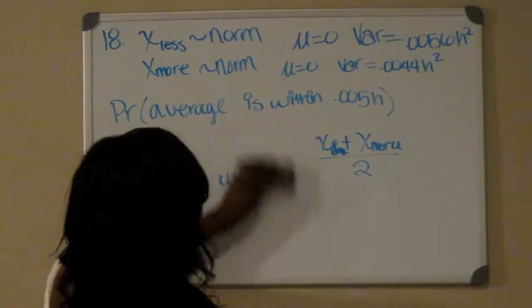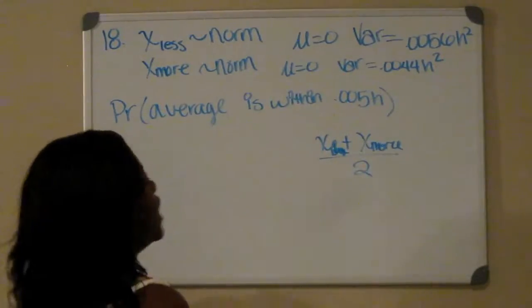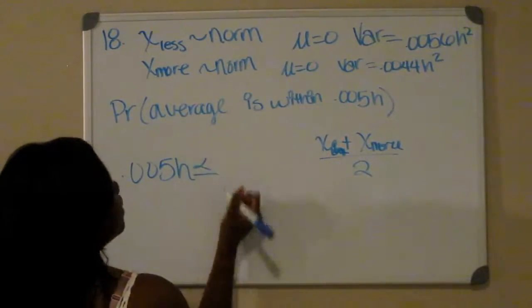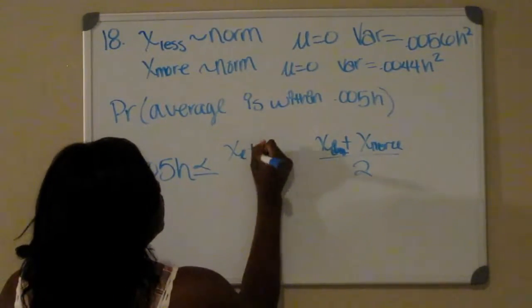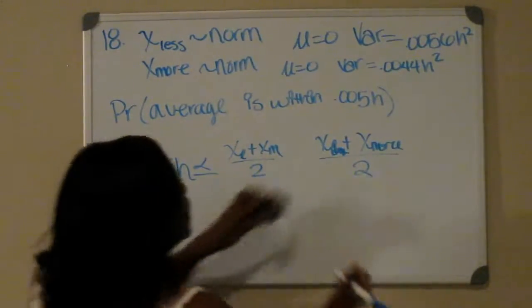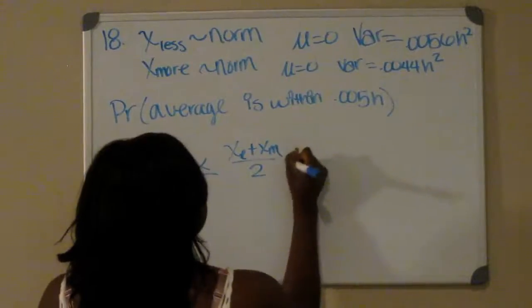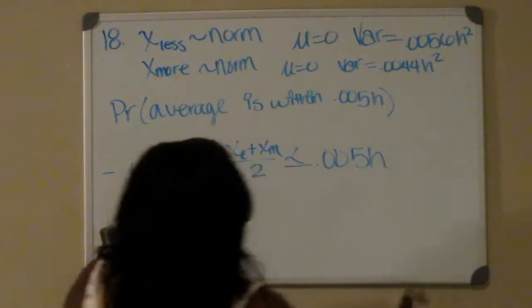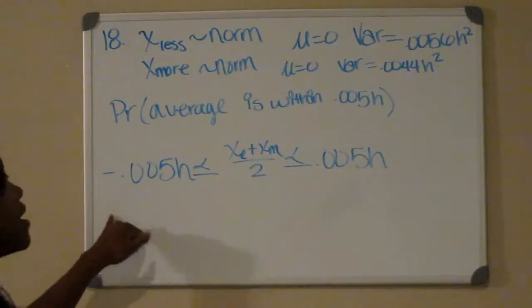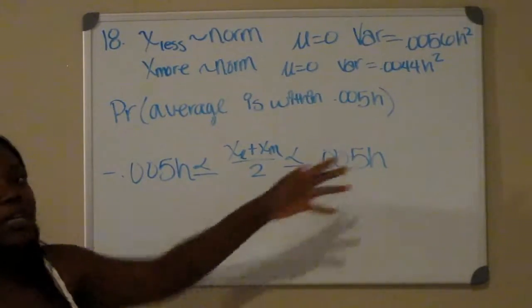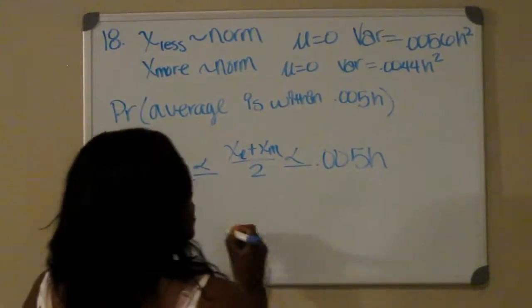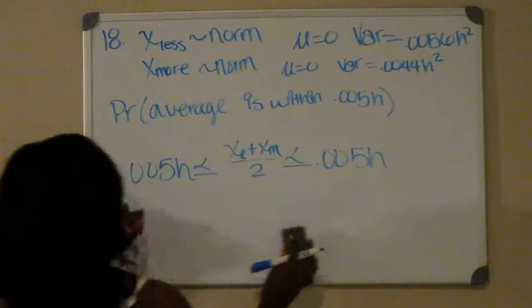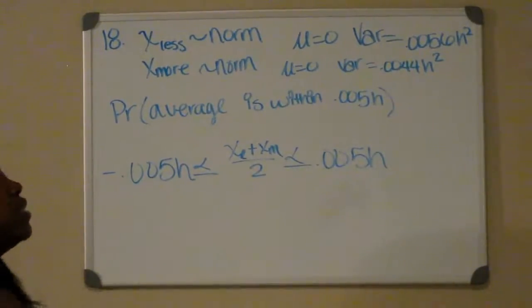Alright, now it's within 0.005h. What does that mean? That means there's a 0.005h on this side, and there's X of L plus X of m over 2 here. And then we have a 0.005h here. Okay? Don't forget your negative side. Because you can't be in between the same thing. That'd just be weird. Right? Here's 0.005 and you just want to be in between that line. You can't do that. So it's negative 0.005h to 0.005h.